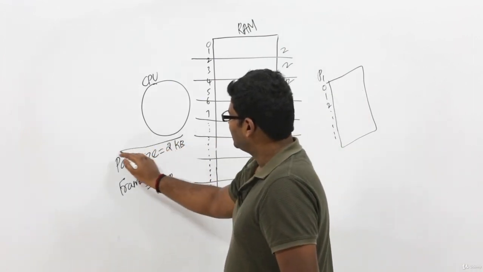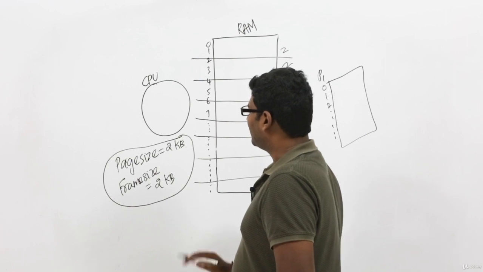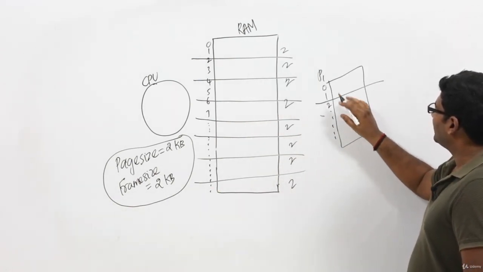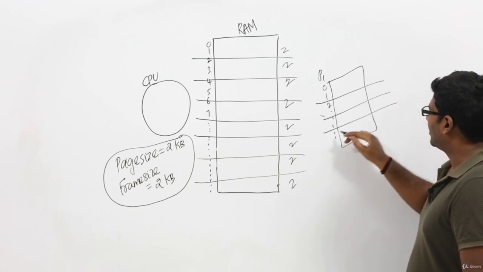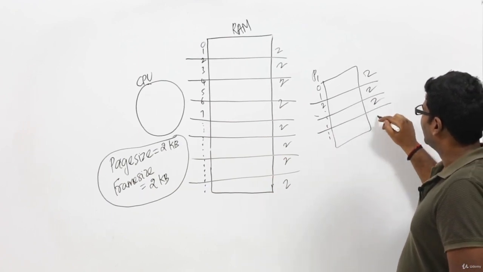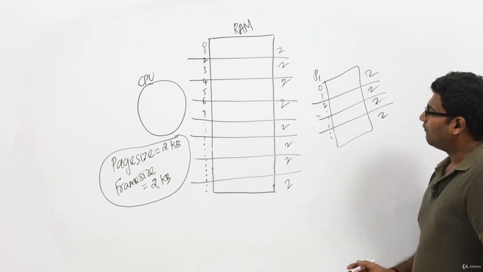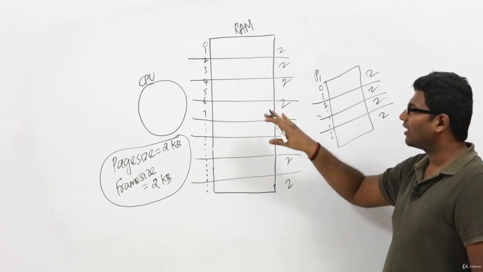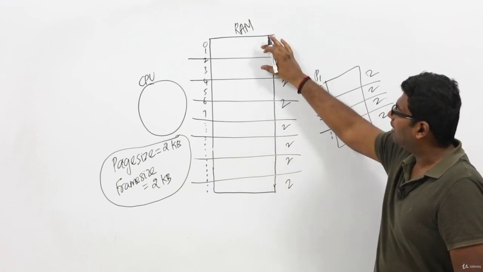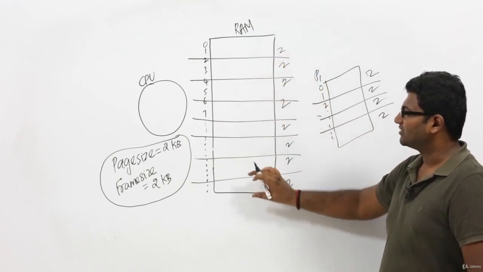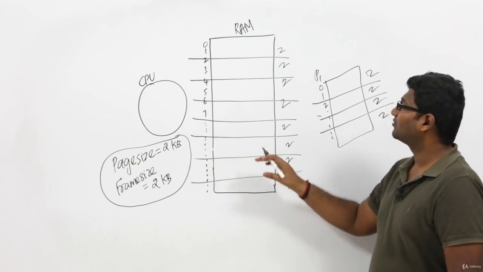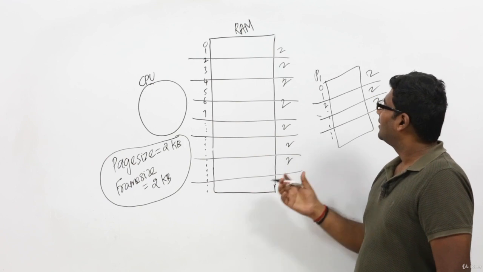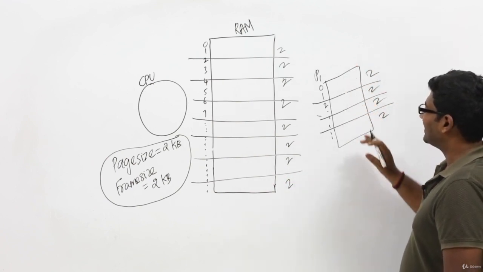See, if we don't do this, what will happen? We will see that. So what we do is we divide the process into 2 KB blocks, 2 KB, 2 KB, 2 KB and so on. We are dividing the RAM into 2 KB blocks, and the blocks of RAM we say are frames. The blocks of the process we say are pages.